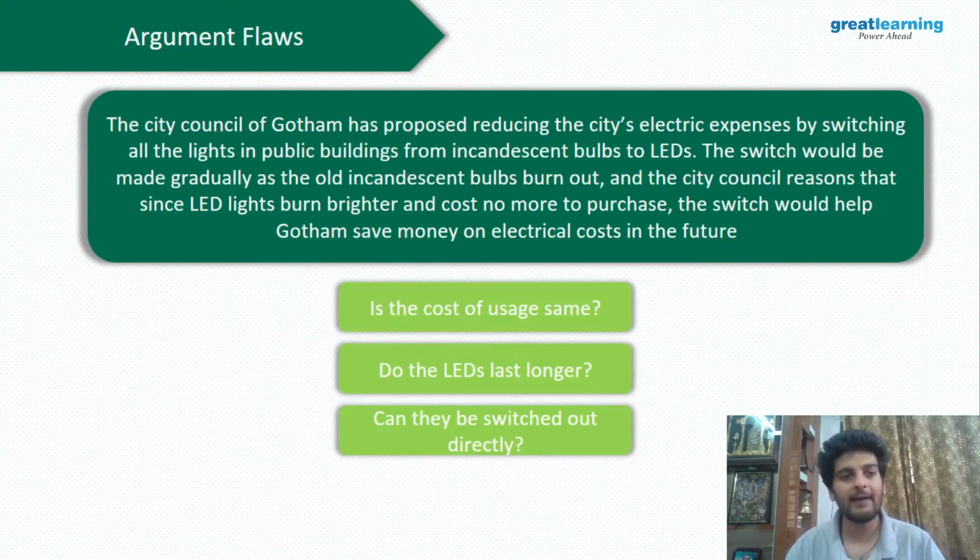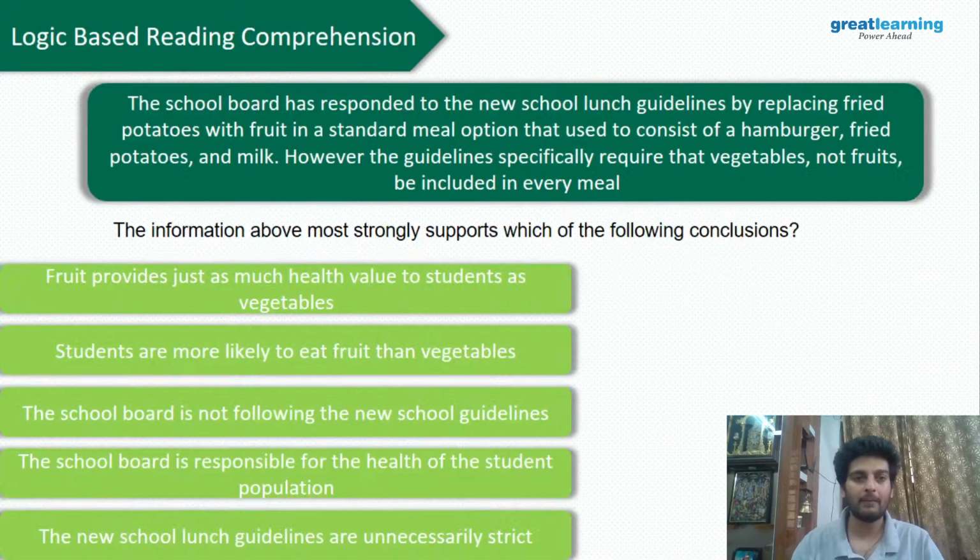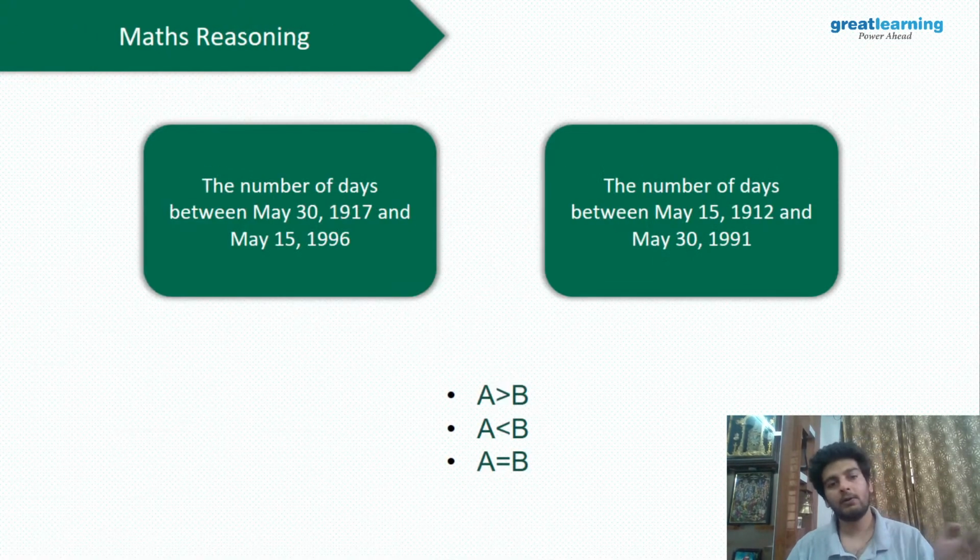So let's see if we have time for one more question. Yeah, so let's do one more mathematical question over here. On the left side, we have been given the number of days between May 30th, 1917 and May 15, 1996. On the right side, we've been given the number of days between May 15, 1912 and May 30th, 1991. Now, you guys need to tell me which of these is greater. Is the number of days in A greater, or the number of days in B greater, or is the number of days equal in these two?